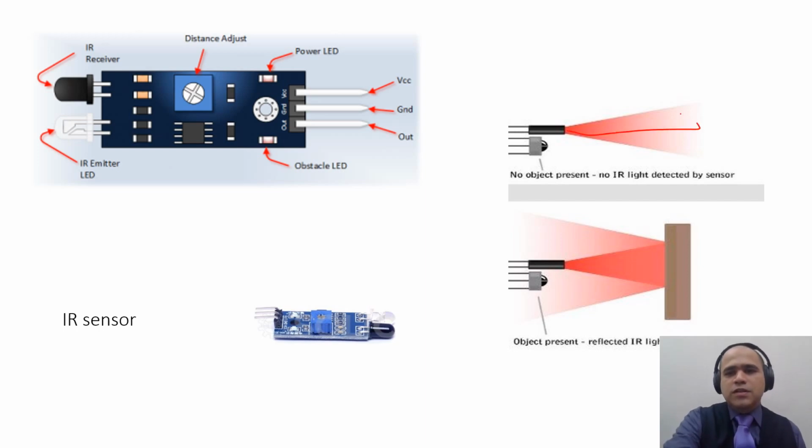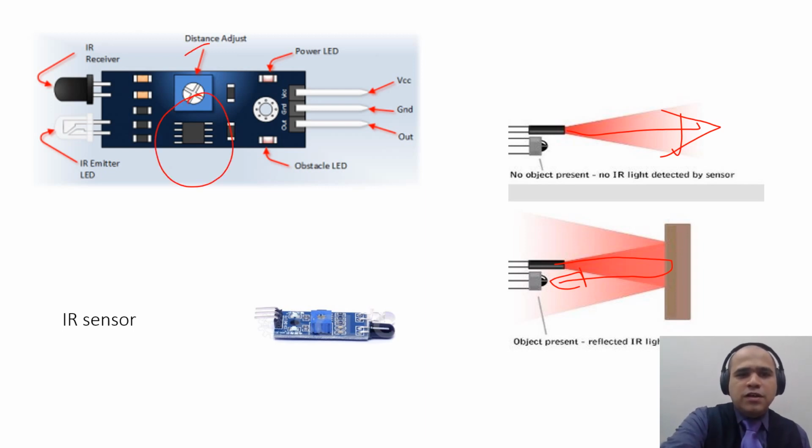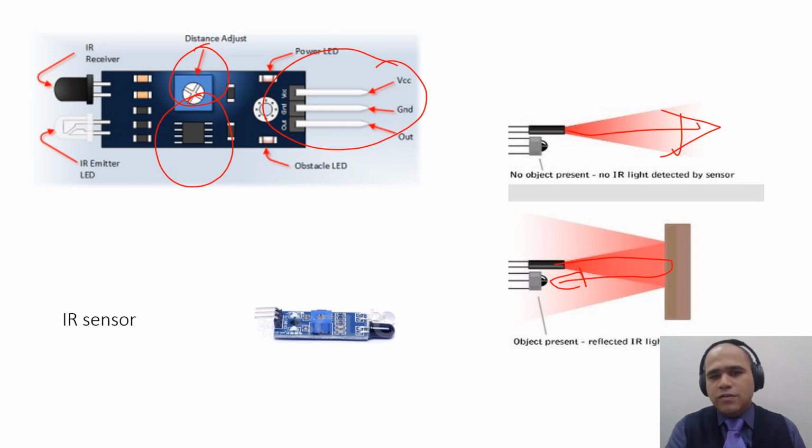In the initial state, the light is going straight, but when there is an obstacle, it hits that light and comes back to the IR detector. So this is a very simple sensor and its cost is just about 75 rupees with all the amplifiers which is here, a tuning pot and 3-pin direct output, VCC, ground, out, which you can easily use. So very simple to use sensor.